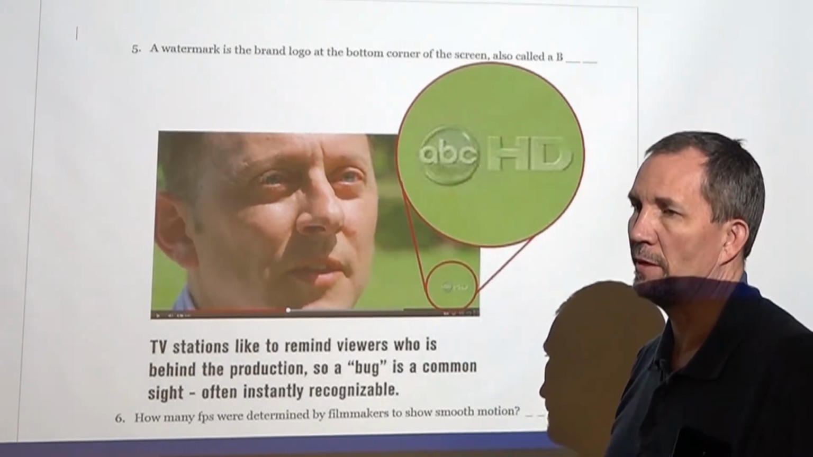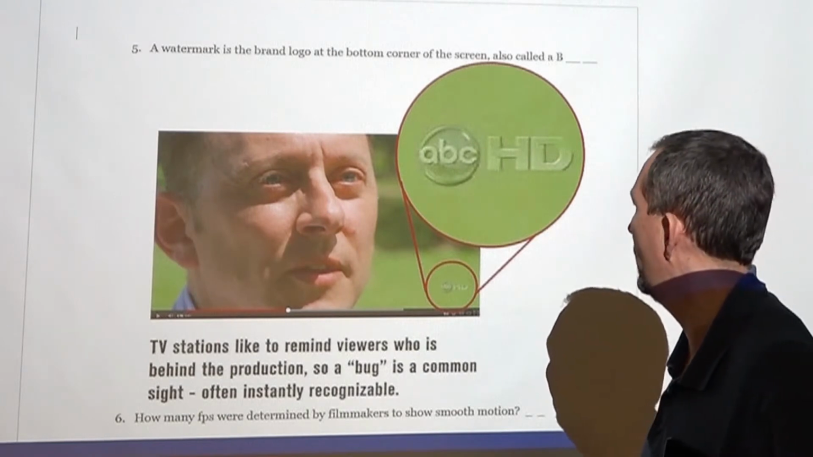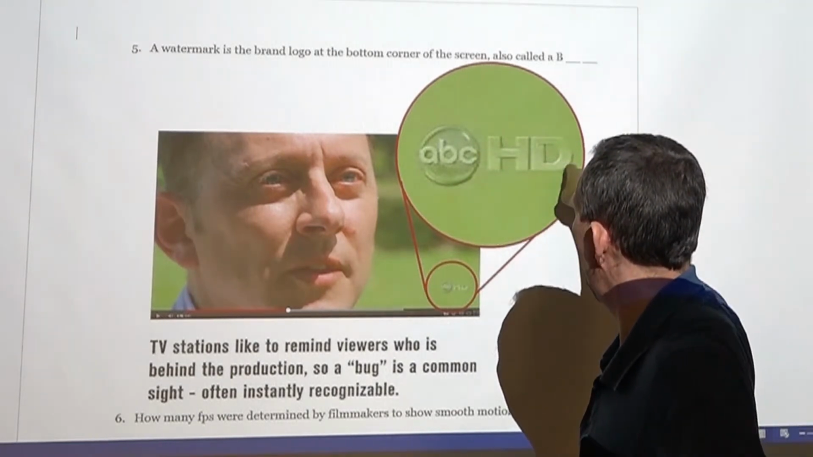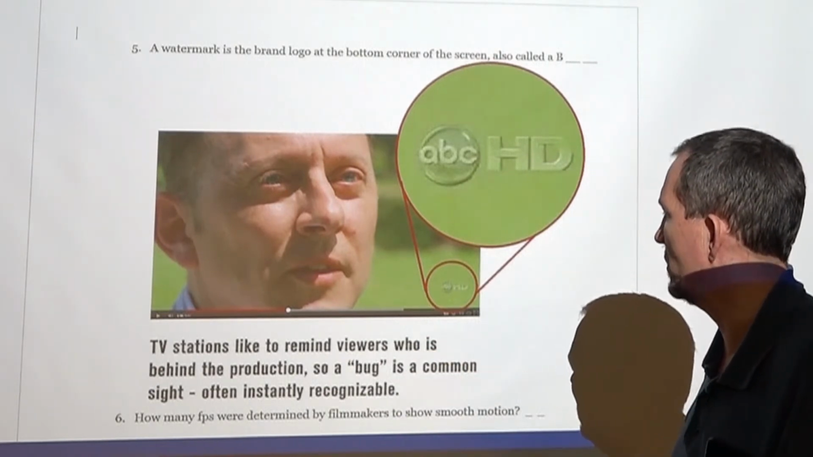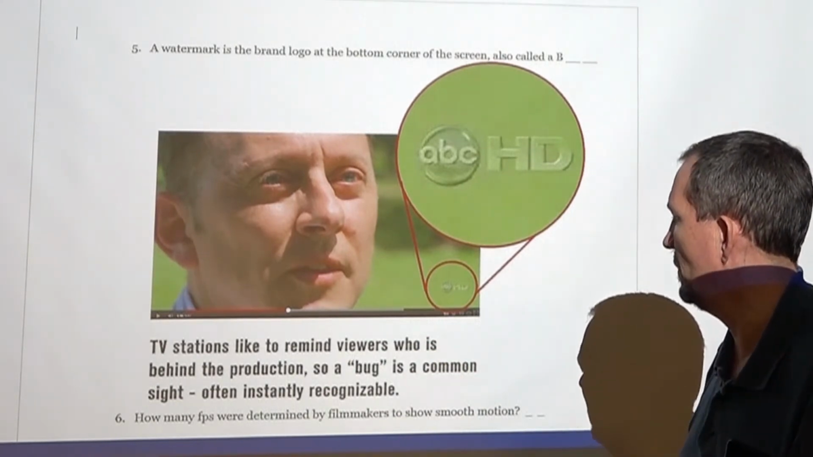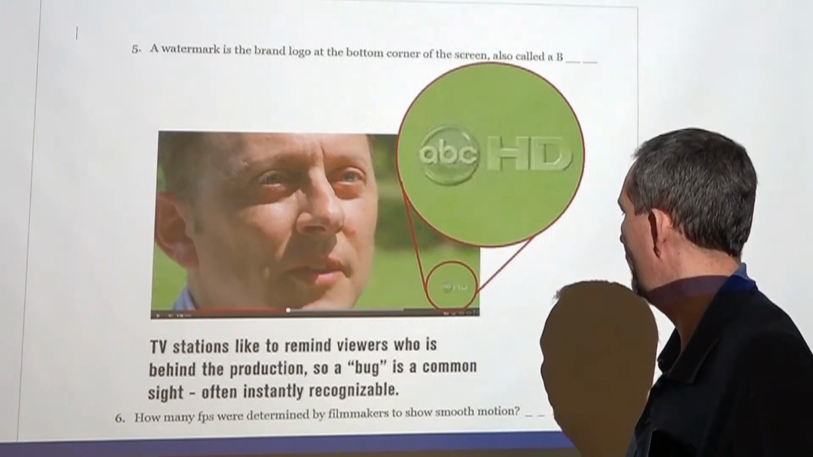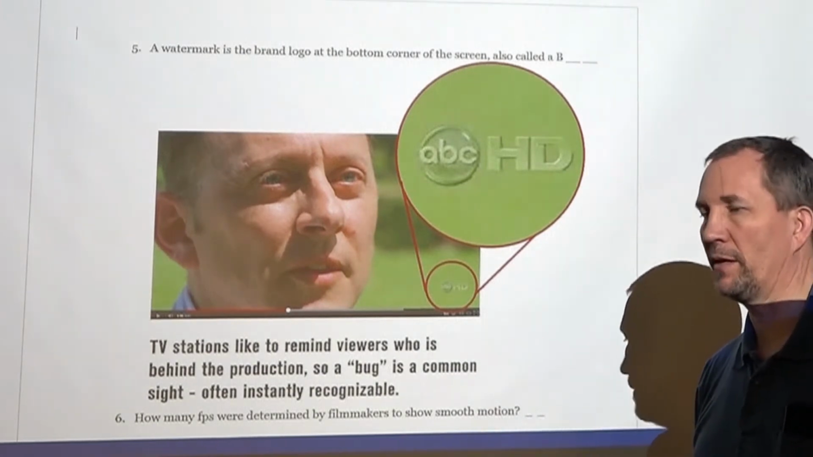Over at SFCN we had an SF17 bug. This one is ABC HD. TV stations like to remind viewers who is behind the production, so a bug is a common sight, often instantly recognizable. Okay, now we're going to go into some other technical stuff.